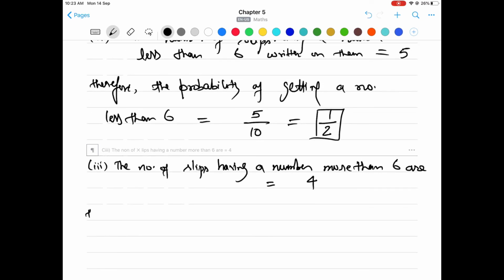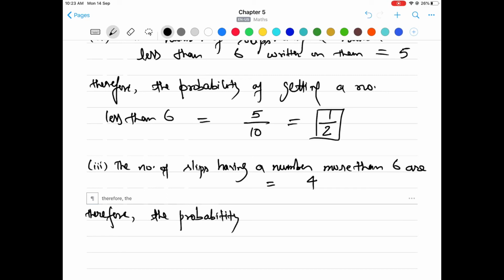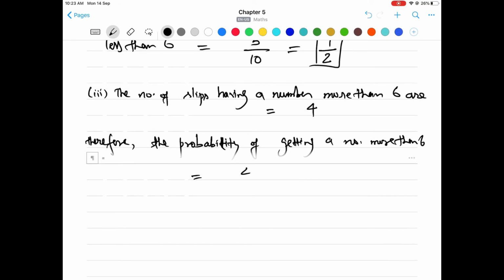So we'll write, therefore the probability of getting a number more than 6 is equal to 4 divided by the total number of slips, which is 10. When you divide them by 2, you will get 2 by 5.